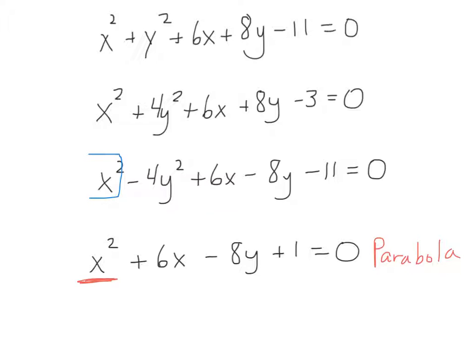I have an x squared, and I also have a y squared. But if I look at the symbol in front of it, it's a minus sign between them. It does have a different coefficient, but that's not a requirement. It's this subtraction here, that guy, that makes this one a hyperbola.